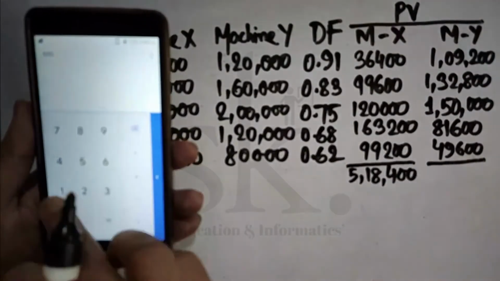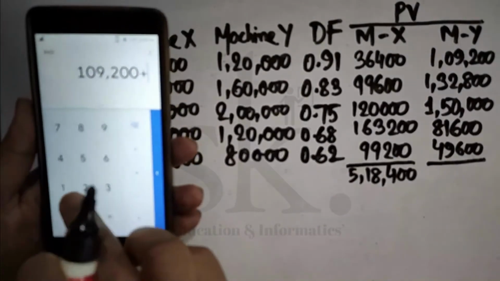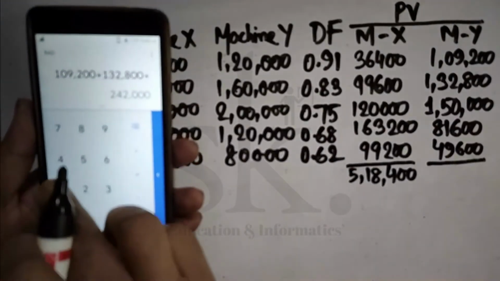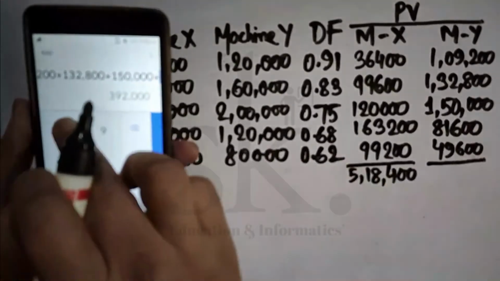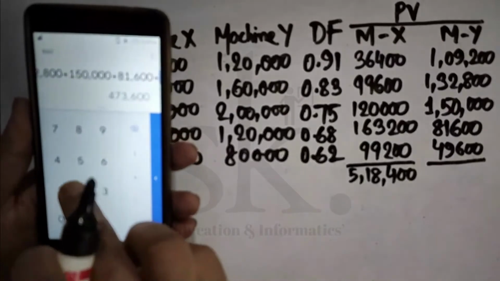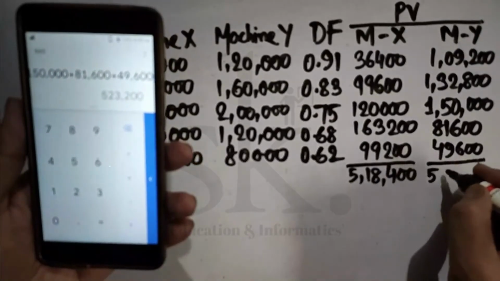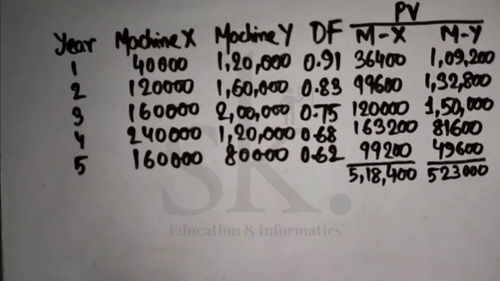Now let's calculate for machine Y. 1,09,200 plus 1,32,800 plus 1,50,000 plus 81,600 plus 49,600. It's giving 5,23,000. So we got the present value of future cash inflow.